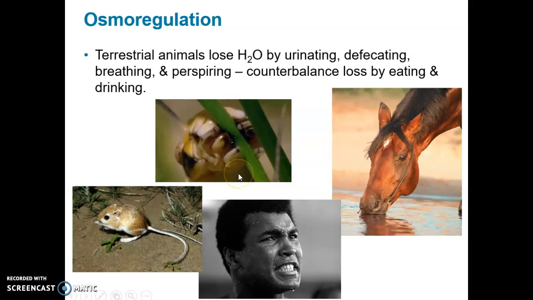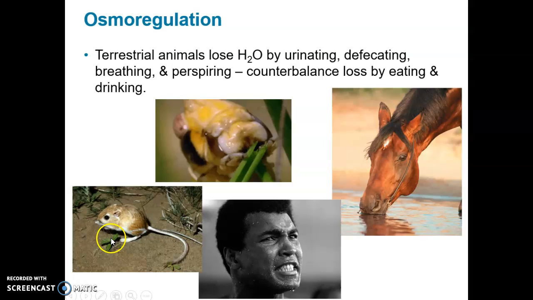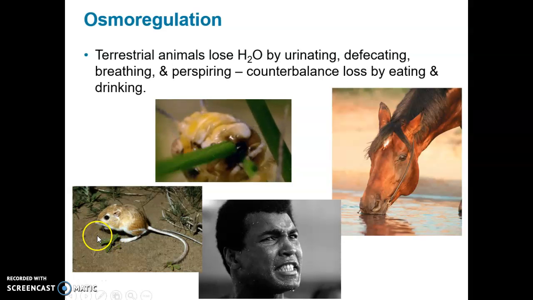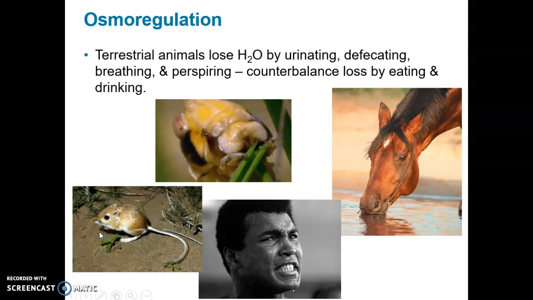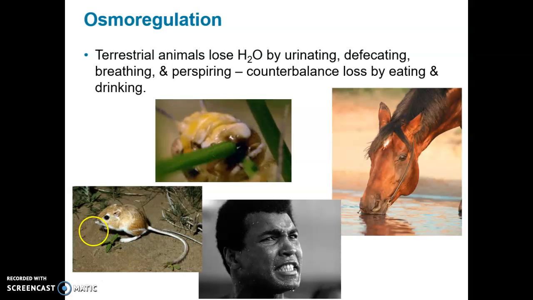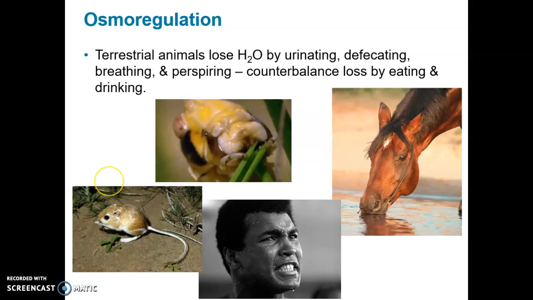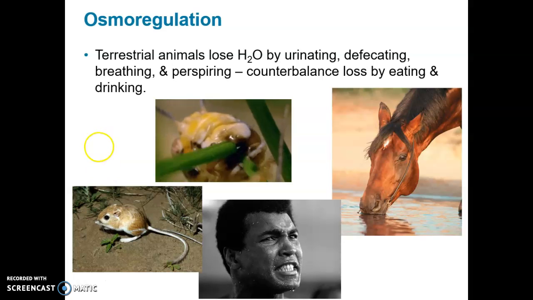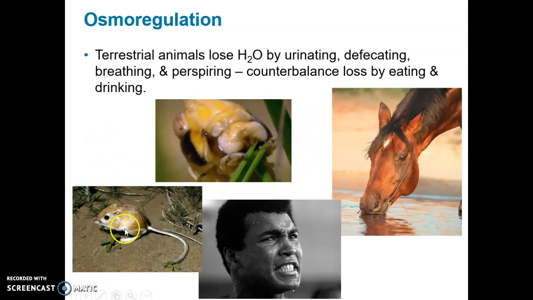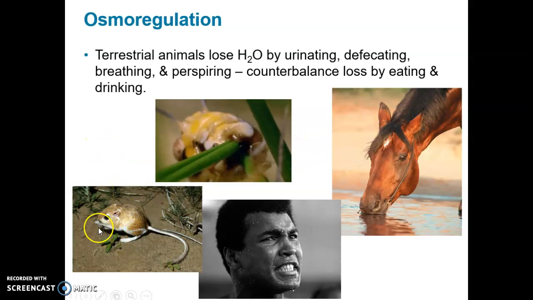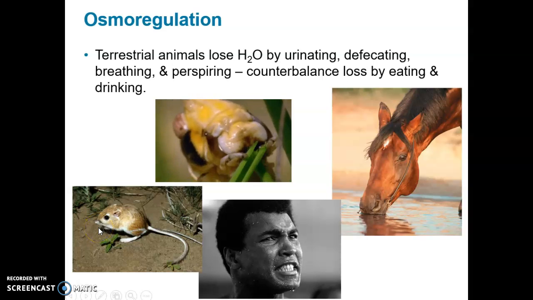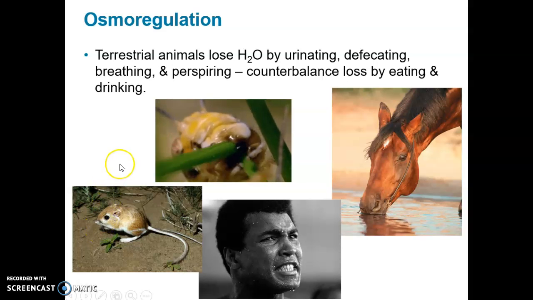Other animals get it by metabolic processes. And if you remember, we talked about the kangaroo rat a while back. These kangaroo rats actually never have to drink water. They get all the water they need from metabolic water, and that's from the breakdown of things they eat, like seeds in their environments. Okay? And that's it for this chapter.